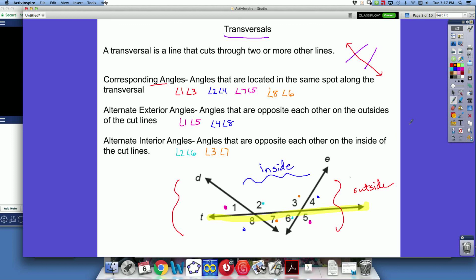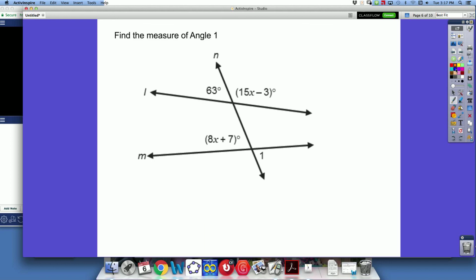So now we're just going to look at one example problem in this lesson. They want us to find the measure of angle 1. So first thing, go ahead, pause the video, and copy this diagram down onto your paper. You always want to copy the diagrams on your paper so that you can write on them and mark them.